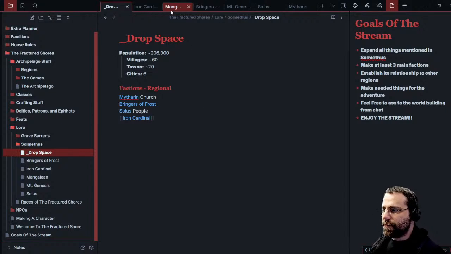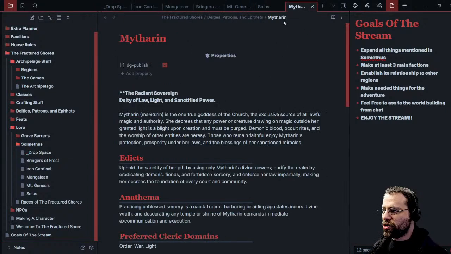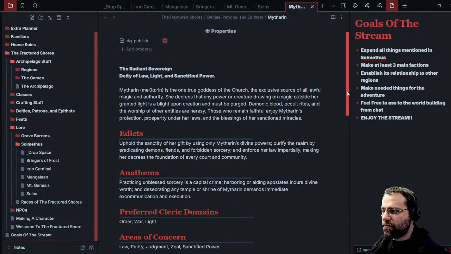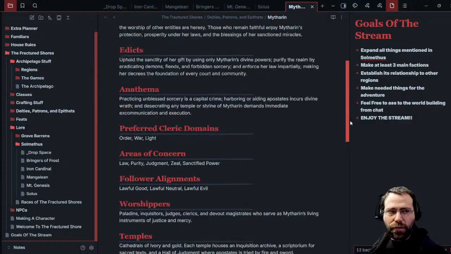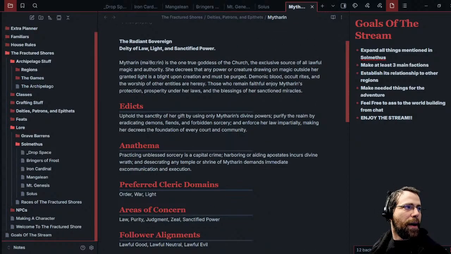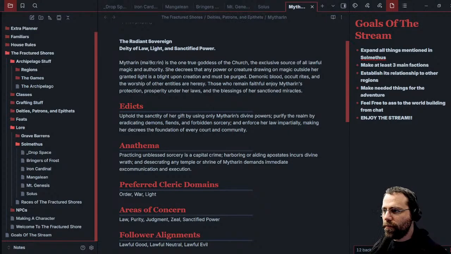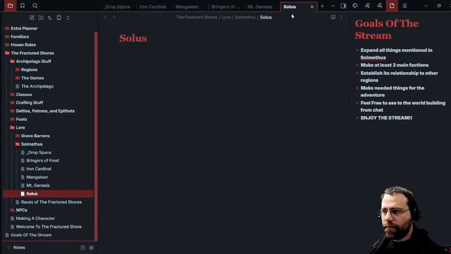Okay. So we have some work to do here. The Church of Mitharan is pretty much already taken care of, so we don't need to worry about that. The whole thing, the Radiant Sovereign, is something that I've long since made. There's no concerns there for the time being. We can close that one. Most of the stuff involving the church is dealt with.